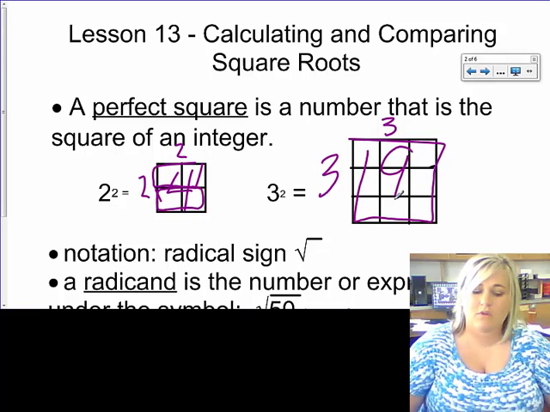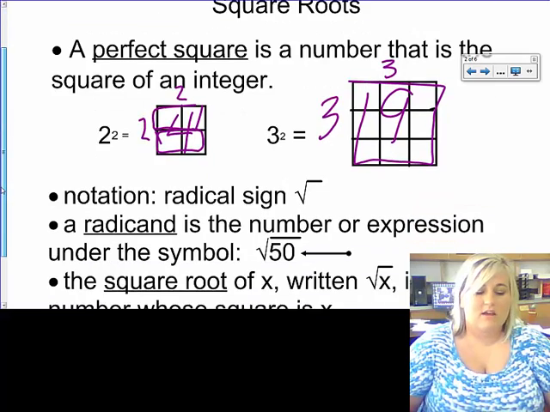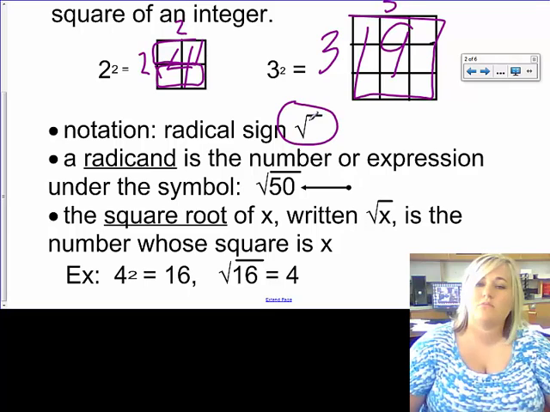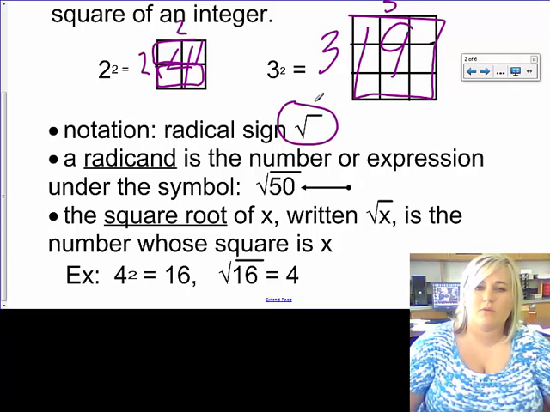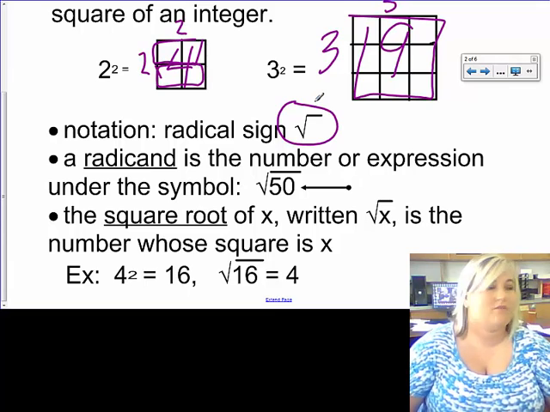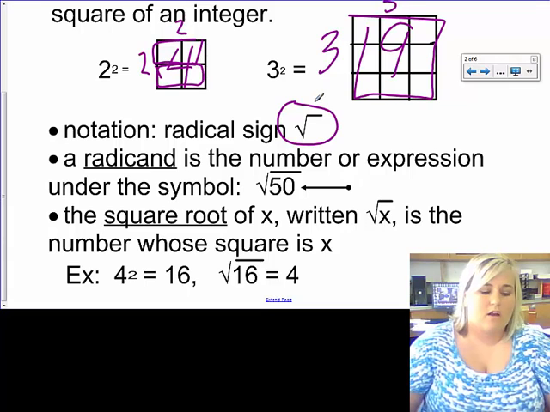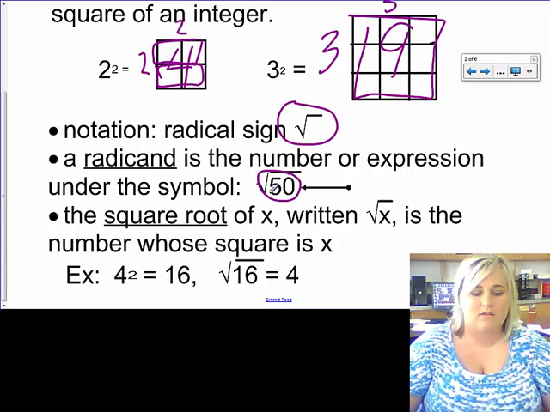of 9. Okay. For our notation, they tell us that this is the radical symbol. I expect you to call it the radical symbol. It is also sometimes known as a square root, but for some of the things that we'll be doing, we'll refer to it as a radical instead of a square root. So it also says that a radicand is the number or expression under the symbol. So anything that is inside of that radical symbol is called the radicand.